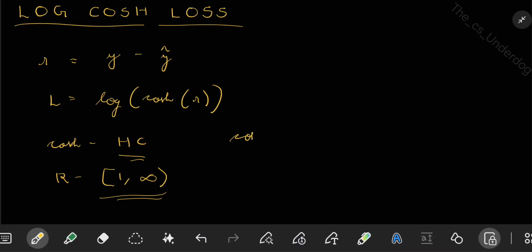The representation of the cosh function: cosh of r can be represented as e power r plus e power minus r, whole divided by 2. This is the hyperbolic cosine. Okay. So now let us get into the crux of the matter.